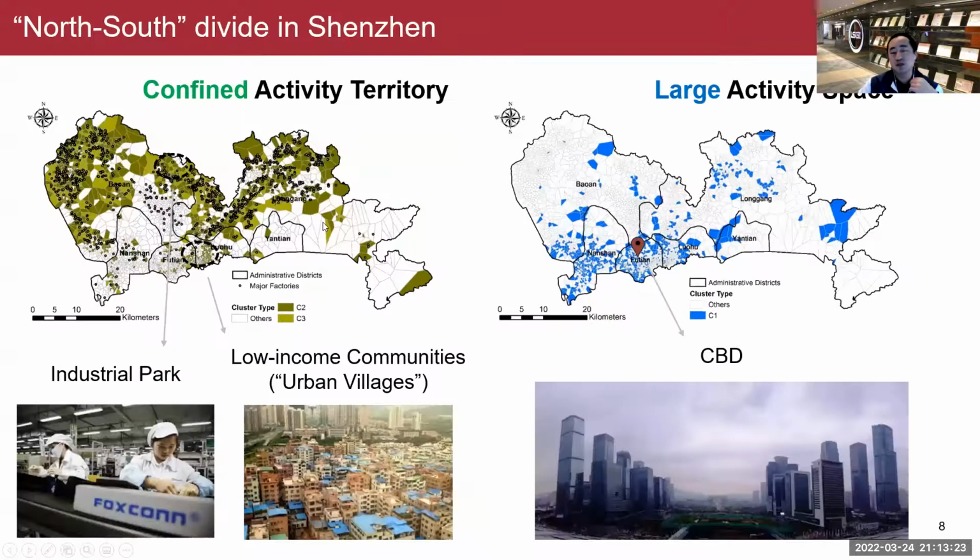And then we found some interesting patterns. On the left side of this map, it shows those places that are highlighted in dark or light green.